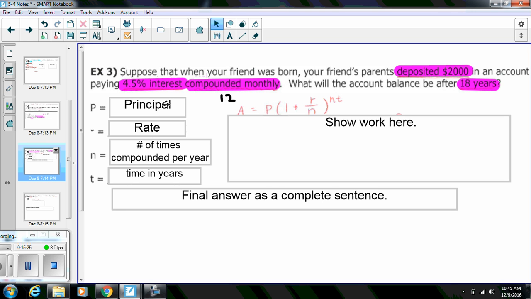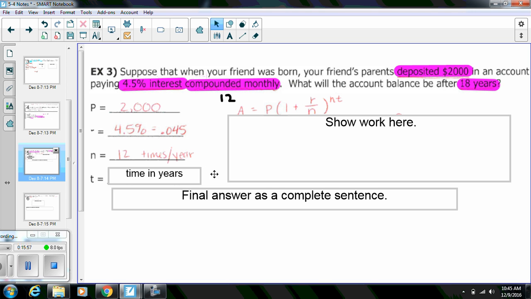See, there's that years again. So what's my initial deposit? Well, my initial deposit right here is $2,000. What is my interest rate? What is the percentage that I'm gaining money? Well, we have to write it as a decimal, so 4.5% is still written in percentage form. So we have 0.045 as our decimal. How many times a year was it compounded? Well, it said compounded monthly, so that's every month. And in a year, that would be 12 times. And what's our T here? What are they asking us about? They want to know for 18 years. So I have an 18 there.